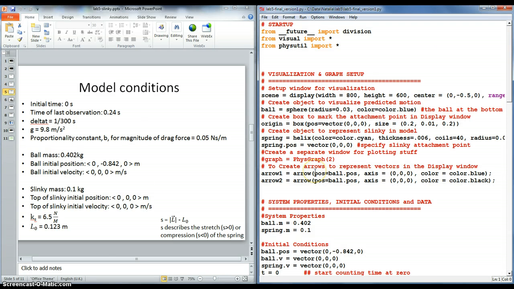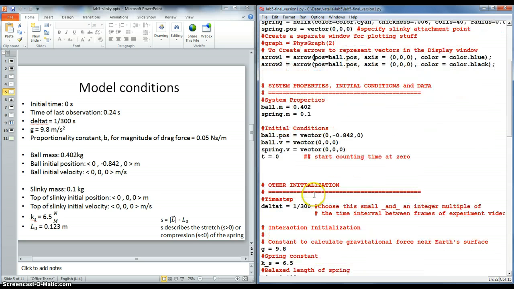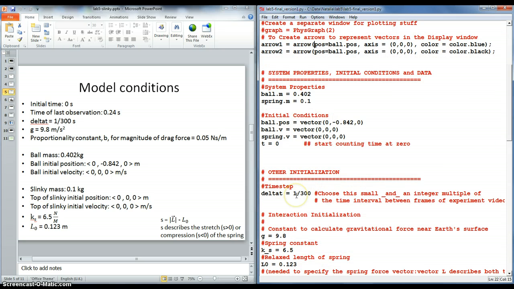This is the model. Observations from the video provided the initial conditions of the ball and slinky, so their initial position and velocities. We know that at the start of the video, the slinky and ball are at rest, so their initial velocity is 0. The mass of the objects is included in standard SI units of kilograms. Delta t, so the change in time, was set to be 1 over 300 seconds, as this time interval was much smaller than the timescale of the motion observed.